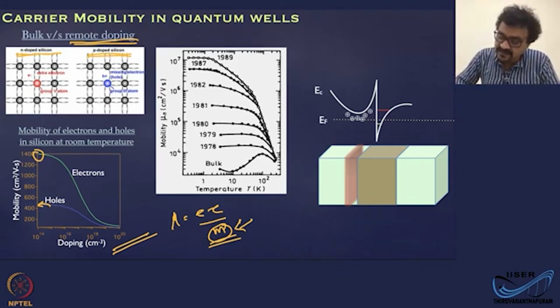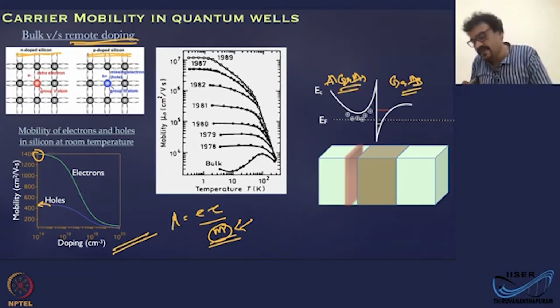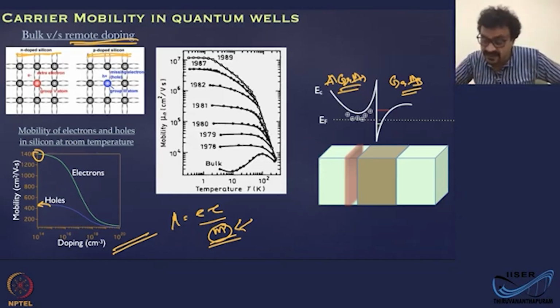Here is an example where this side you can think of as the aluminum gallium arsenide side, and this is the gallium arsenide side. Okay, so we discussed how we get a quantum well in this case in one of the previous lectures.